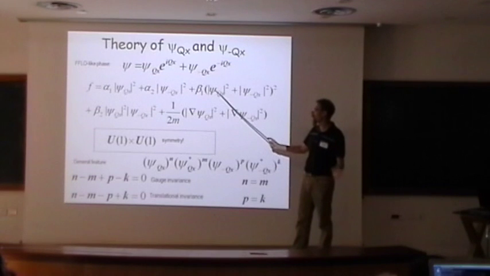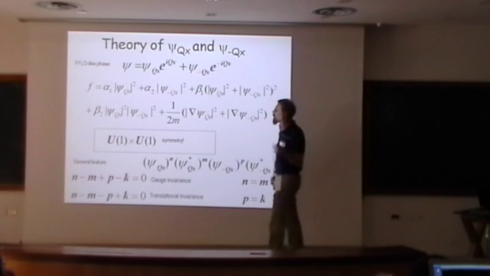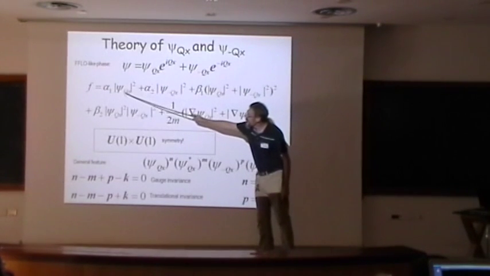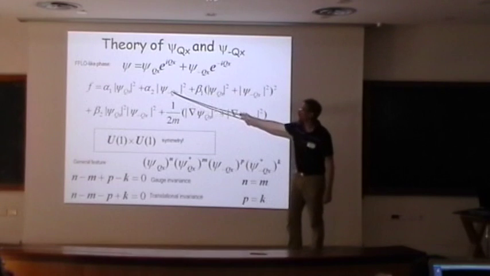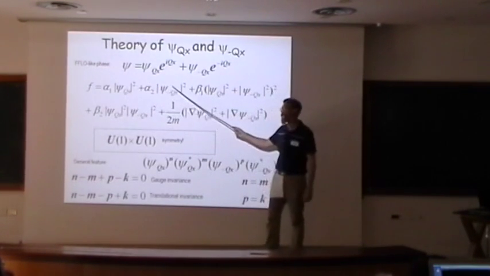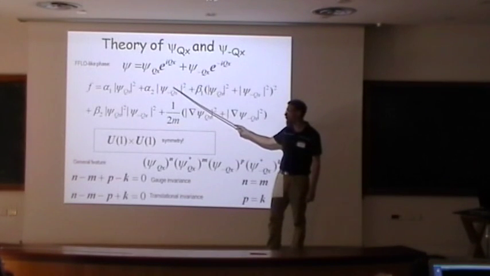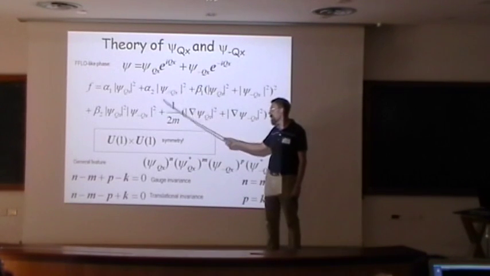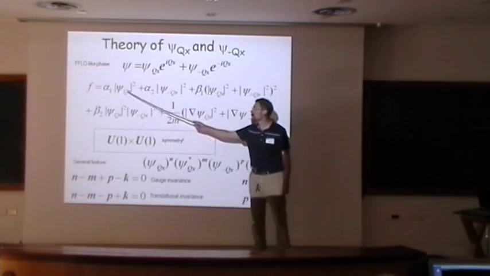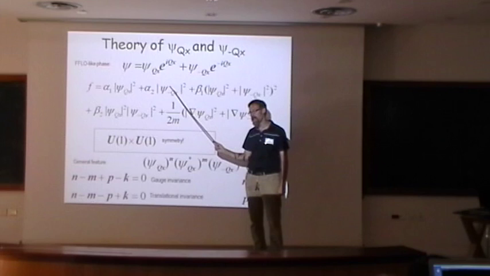As usual, you require all the usual symmetries, time reversal, gauge invariance, and in addition now you enforce translational invariance. But the one thing I want you to notice is when you look at this free energy density, all I have is the magnitude of psi Qx squared and the magnitude of psi minus Qx squared. Nowhere do I have a term that looks like psi Qx times psi minus Qx complex conjugate. And this immediately implies that this free energy has a U1 times U1 symmetry. I'm free to change the phase of this component separately from the phase of this component.